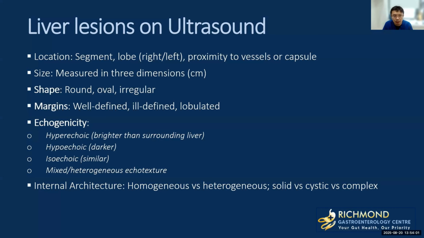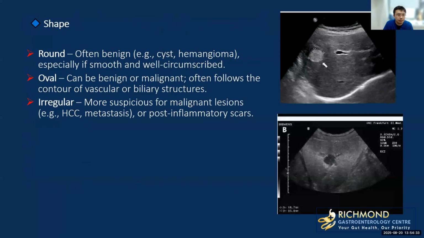Echogenicity is one of those things where it compares to the liver echogenicity in the background. For example, hyperechoic, we know, is brighter than the usual liver parenchyma. Hypoechoic means a bit darker. Isoechoic is the same sort of gradient in terms of echogenicity, or whether it's mixed. Sometimes the radiologist will report the internal architecture, for example, whether it's homogeneous, whether there are cysts inside, whether it contains blood vessels.